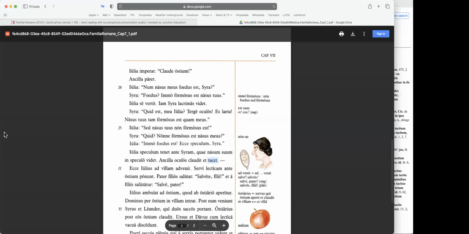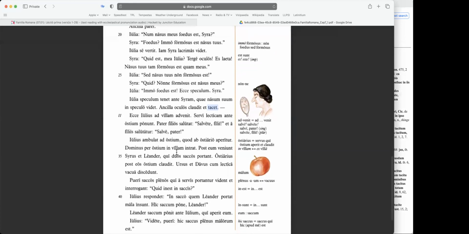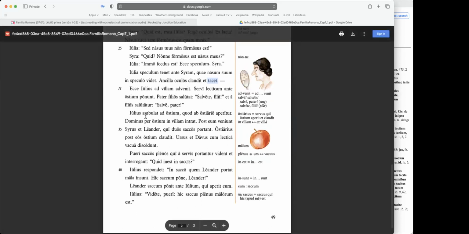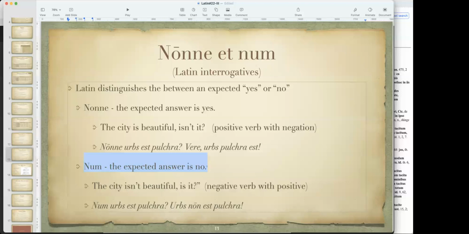Okay, let's see here. Since I went to all the trouble of making those charts. The charts are great. Pardon? The charts are great. Yeah, thank you. It's going to take some time to memorize all this.